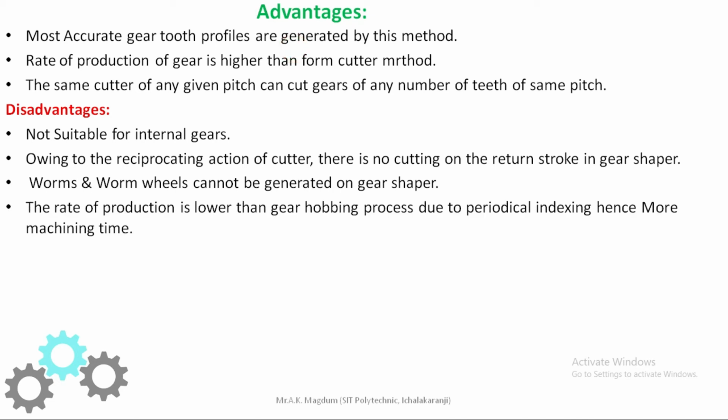Next, the rate of production is lower than the gear hobbing process due to periodical indexing, hence more machining time. When we compare with the gear hobbing process, manufacturing gears with the gear shaping process has a low production rate, and that is the actual drawback of this gear manufacturing process.